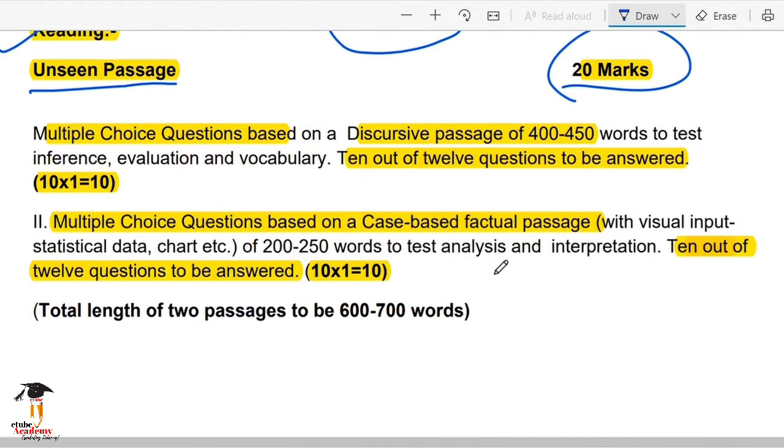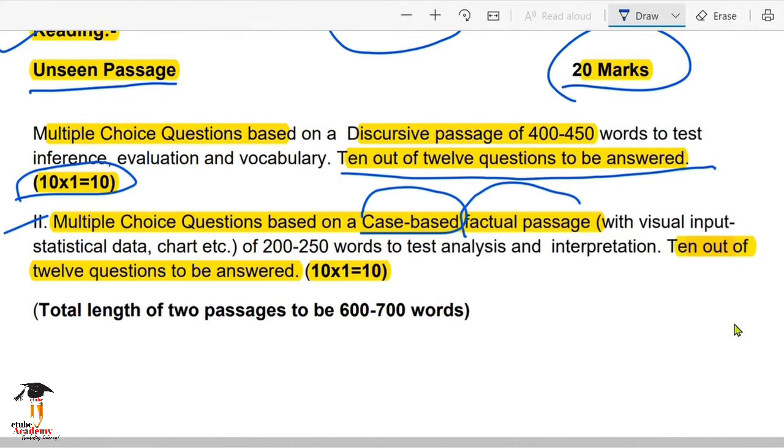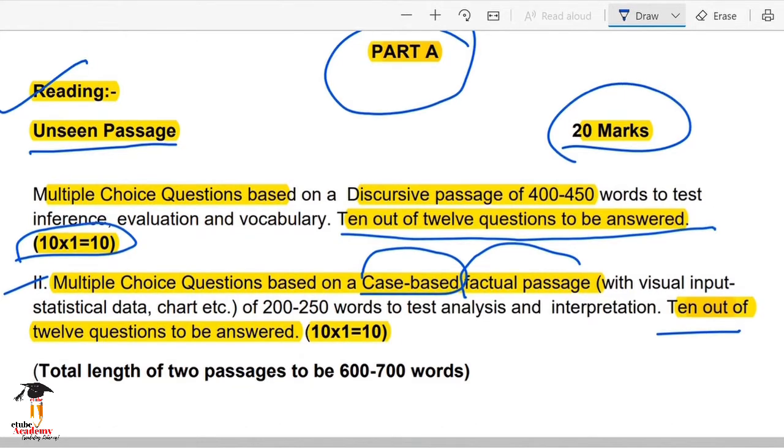If we talk about the reading passages, we find multiple choice questions based on a discursive passage of 400 to 450 words, and 10 out of 12 questions are to be answered here. Remember, 10 out of 12 questions are to be answered, and the total marks are 10. The next question will again be a reading passage, an unseen case-based factual passage, and here the same condition applies: 10 out of 12 questions are to be answered. So friends, we are still talking about only part A.